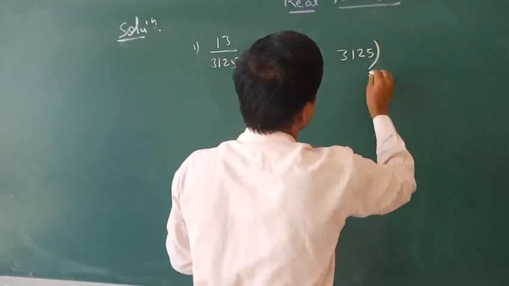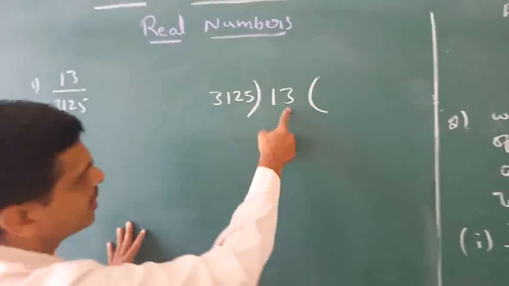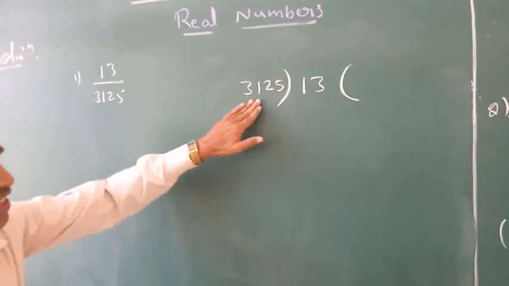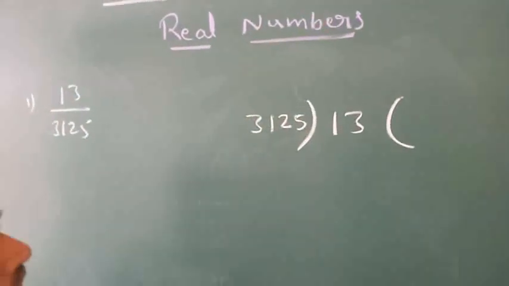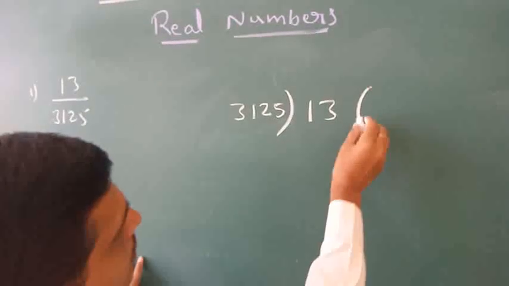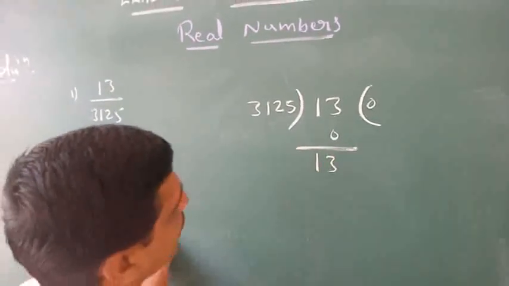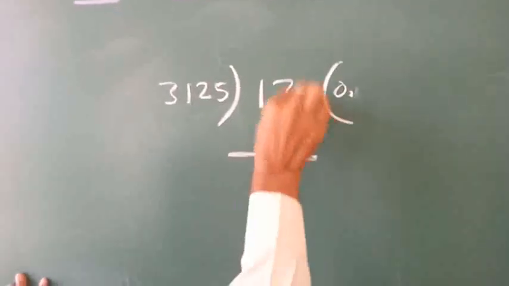that is, 3125 can be written in the formal method, 13 as dividend, divisor, and here the quotient. Now the divisor is greater than the dividend. Always the dividend is greater than the divisor, but here the dividend is lesser. So consider 0. So 0 into something is 0. Therefore 30. Now take the point. Put the point in the quotient. So automatically it becomes point also.